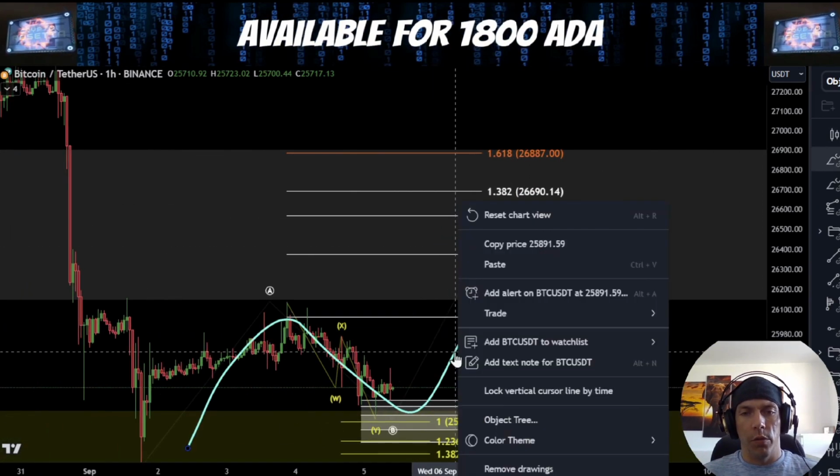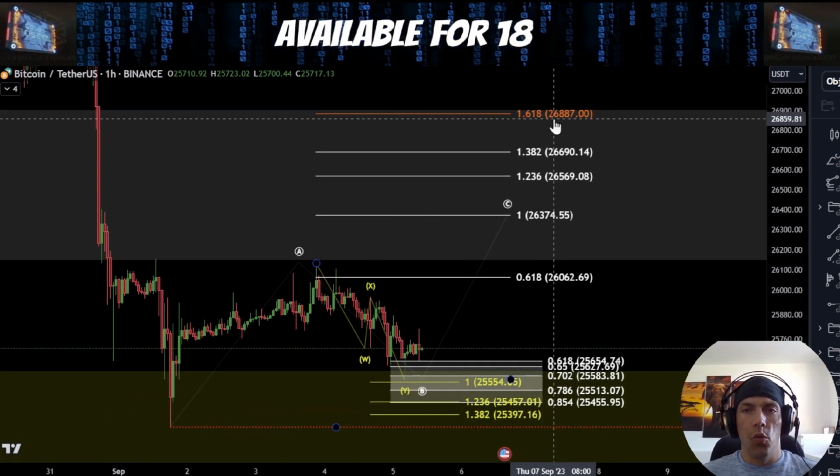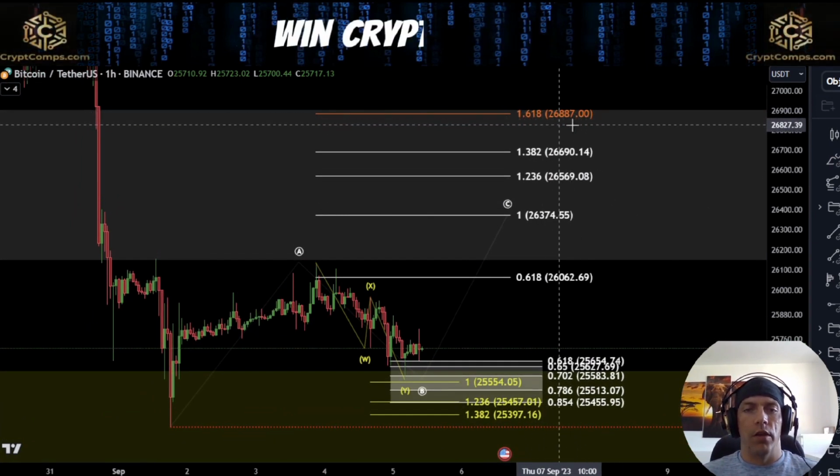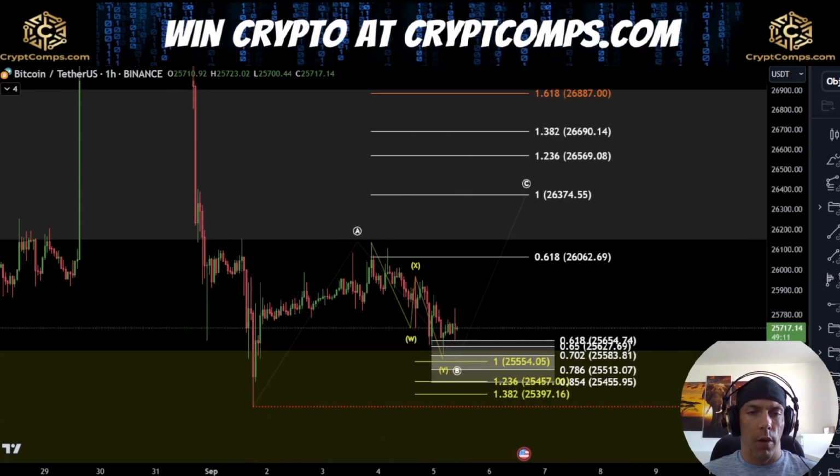Now, the thing is within this idea here is that until we actually see some kind of a move past this 26,887, the likelihood is that we're still going to see that continuation down.